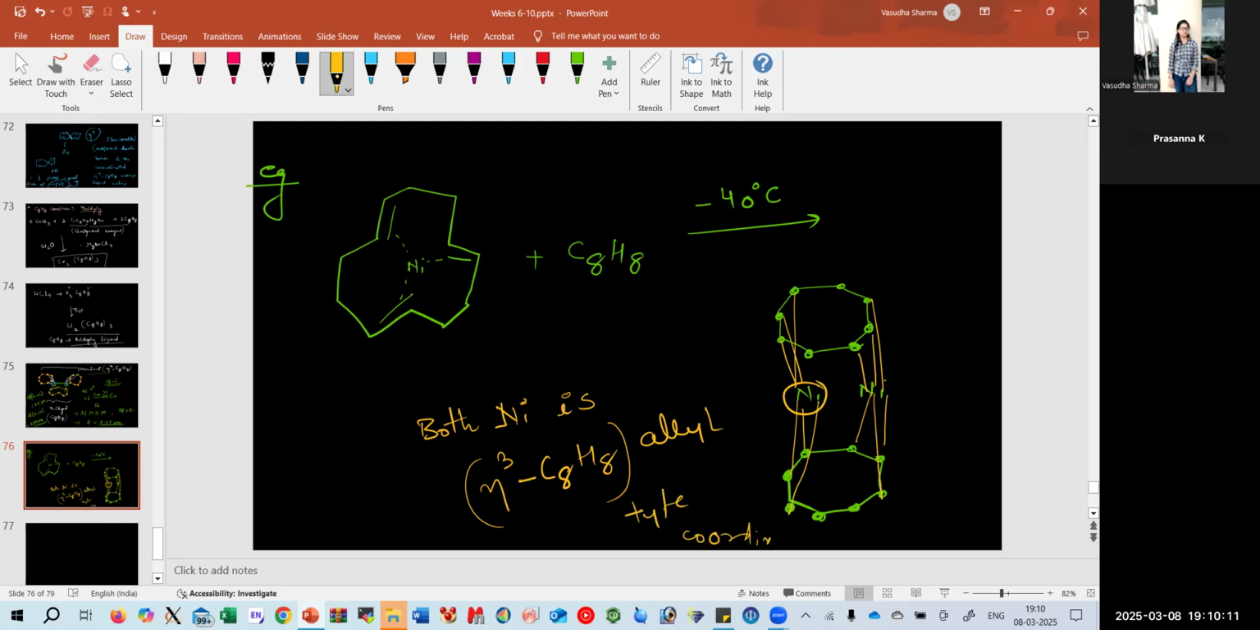So as I mentioned in the earlier case, generally it is seen as eta 2, eta 4, eta 6, and eta 8. And in some cases, where it is forming a bridging complex, you can expect it to have an eta 3 or eta 5 coordination range. And this has been given by Kruger in 1976.